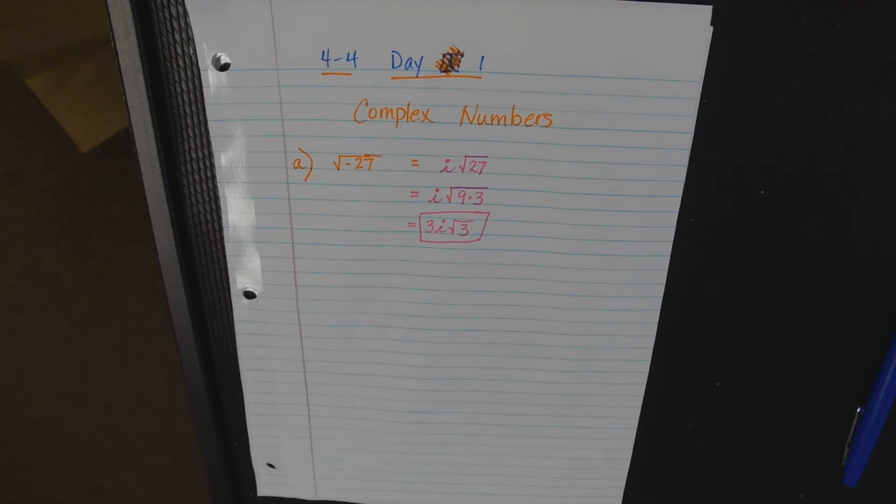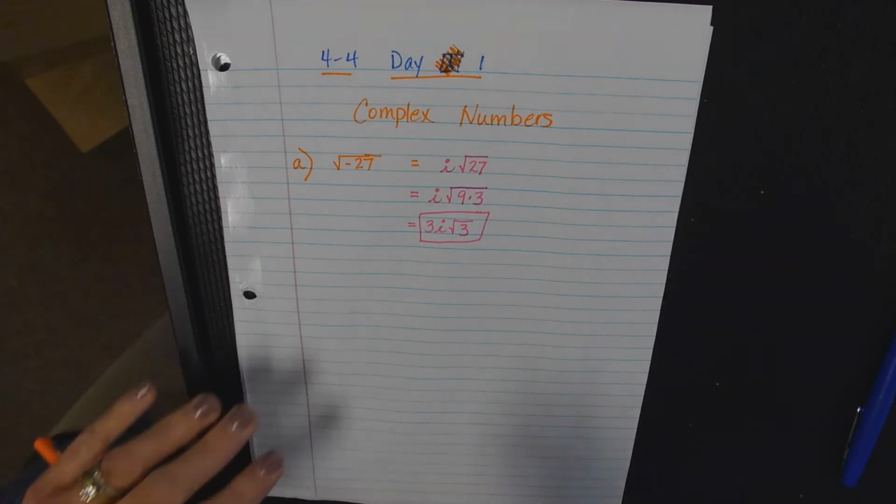Quick review, okay? Where did this 3 come from? The 9. What's the square root of 9? 3. Where did that I come from? The negative. That negative can't be there, therefore it becomes an I. And where is this 3? From right there. That's it. Okay, let's do another one.